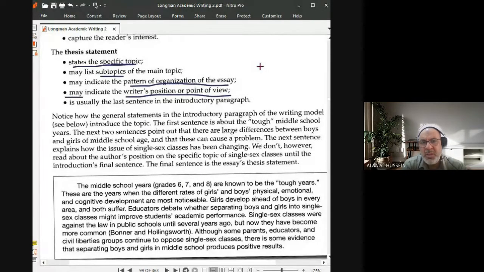Is it usually the last sentence in the introductory paragraph? Yes, usually the last sentence. That's right. It's not a condition. It's usually, but it's better especially for foreign learners of the language to write it at the end of the introduction, to make your thinking more focused and your writing more organized, for you as a writer and for readers as well. So it's usually the last sentence in the introductory paragraph.